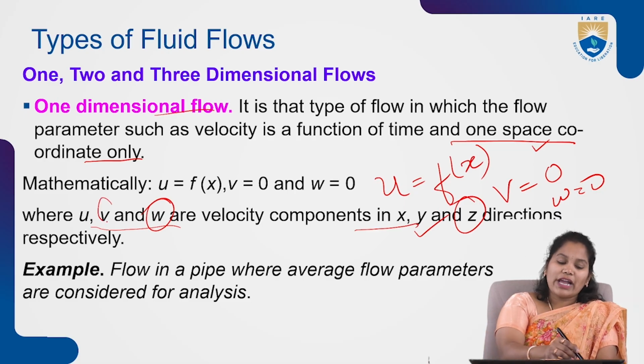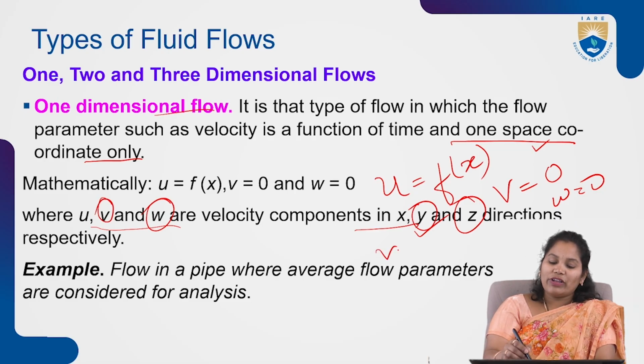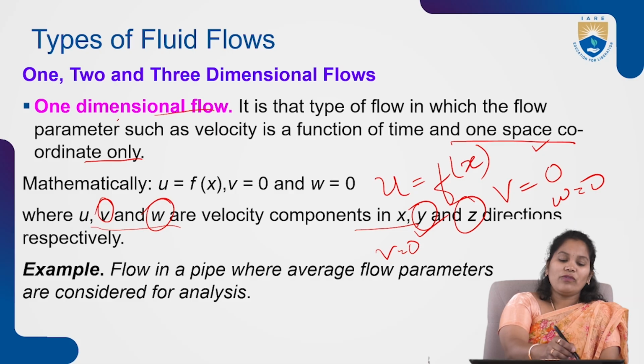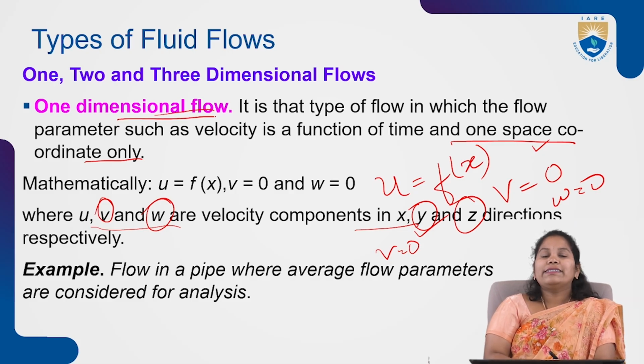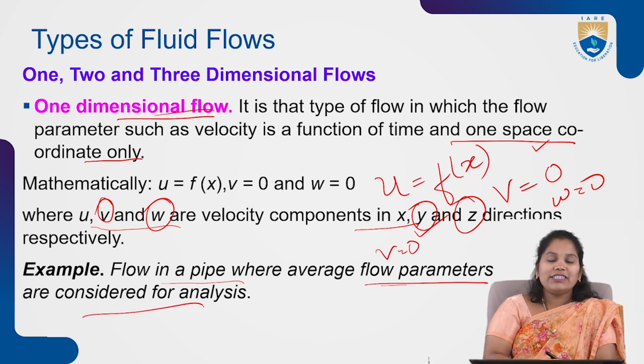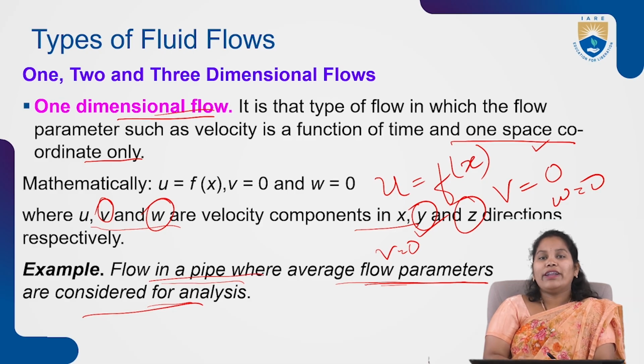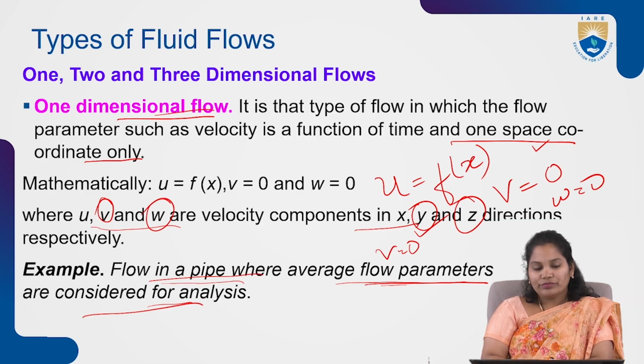So these two directions are 0. We are calculating only one space coordinate system. That is your one-dimensional flow. The example for this one-dimensional flow is flow in a pipe, where average flow parameters are considered for analysis.